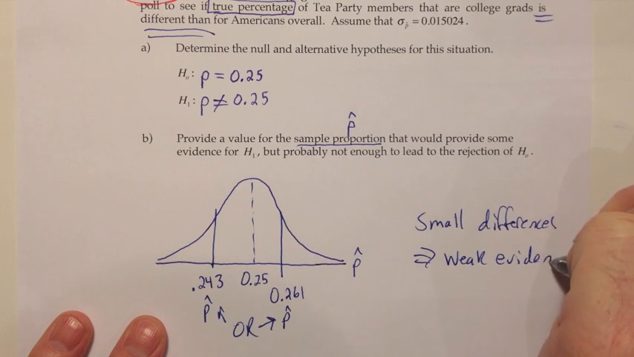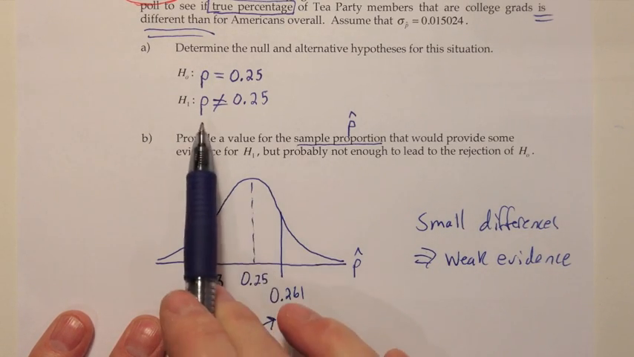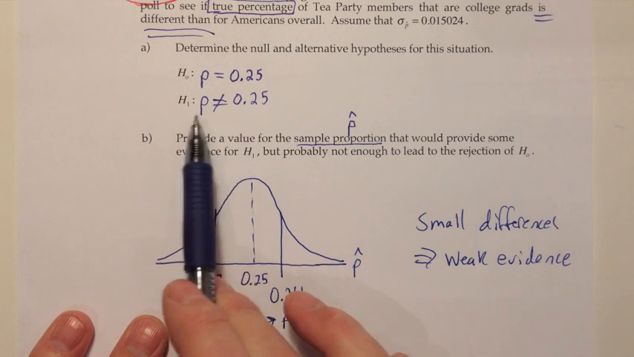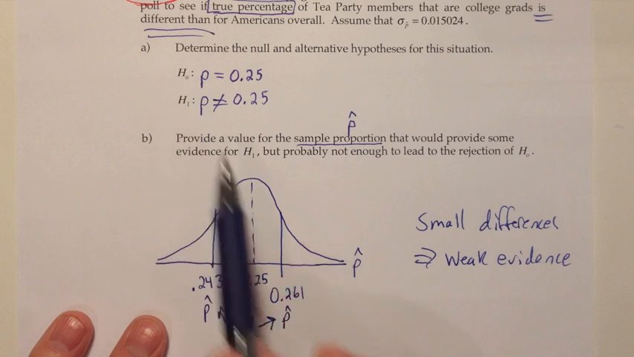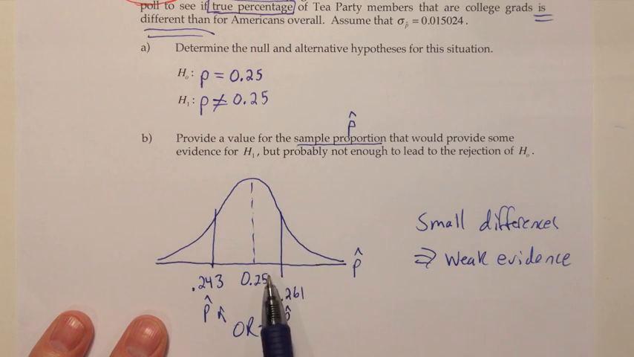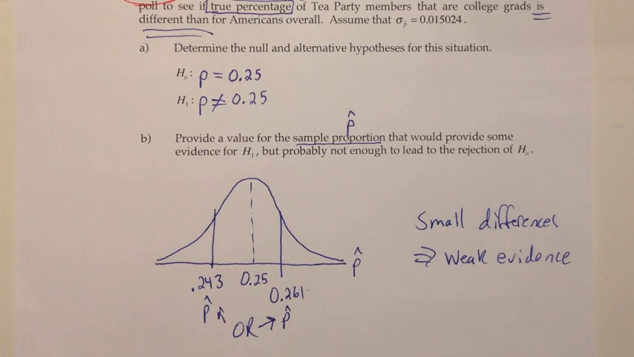This time I did make a point of showing the value could be on the left or the right, and the reason for that is because when our alternative is does not equal, anything different from 0.25 is evidence against H0, so that could be different because it's bigger or different because it's smaller. But again, these are small differences, less than a standard deviation, so they're providing weak evidence against H0.